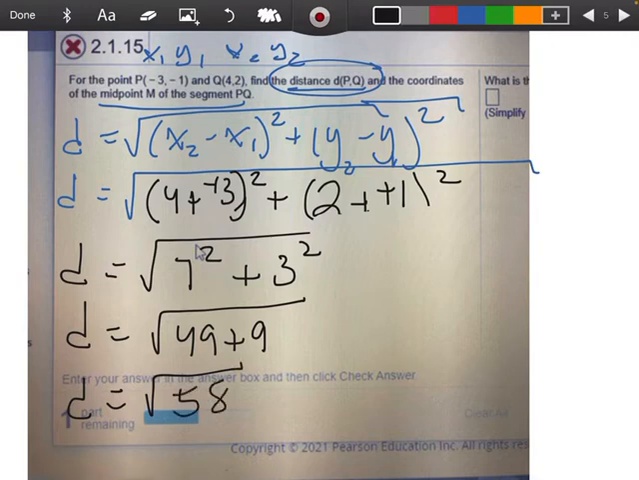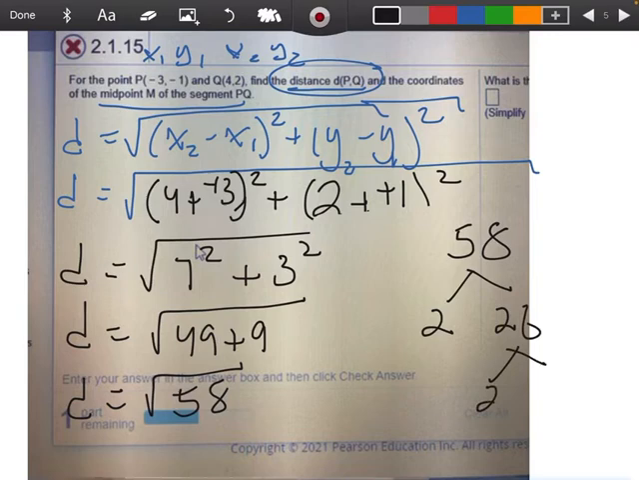Okay. Now what I need to do is see if I can simplify this a little bit. So remember, the square root means I'm grouping in terms of 2. I'm getting pairs. So first thing I'm going to do, I'm going to think of my number 58, and I want to see if I can divide it by 2. So 58 divided by 2 is 29.